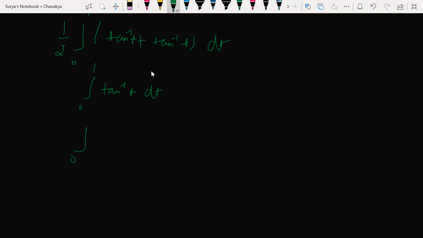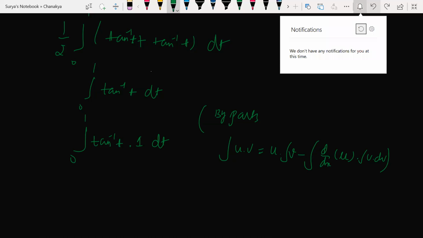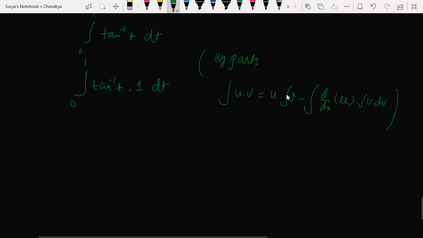By using by parts. This can be written as tan inverse of t into 1 into dt. So we know that by parts formula. What was that? Integral uv is equal to u integral of v minus integral of d by dx of the first function into integral of v dx, right? So this was the thing we had. So by parts formula we'll use this.